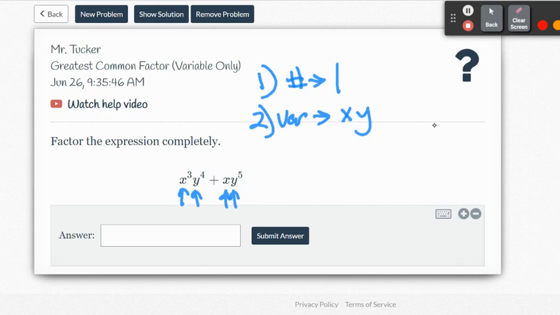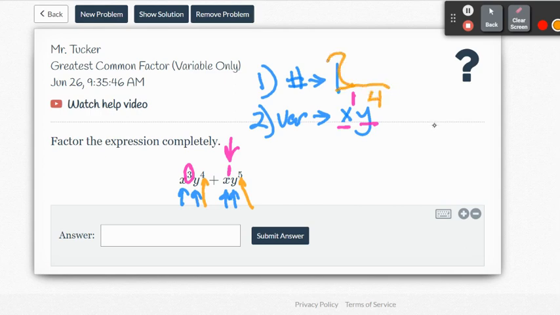So then what we have to do is pay attention to, okay, how much x and how much y do we actually have in common? To do that independently, you have to look for the lowest exponent that's present. I have a 3 on the x, but over here I have an invisible 1. So the 1 is my lowest exponent, so that's the greatest amount that I can take out. Now transition to the y. If I look at the y, I have a 4 here and a 5 here. The lowest of those is 4.